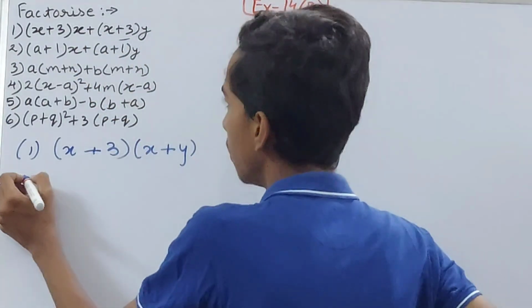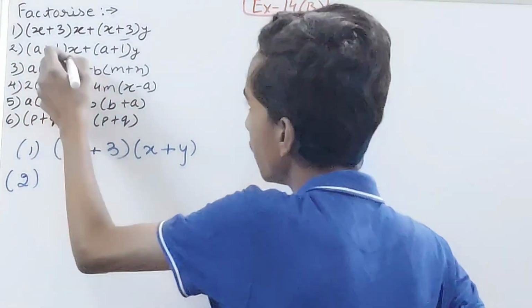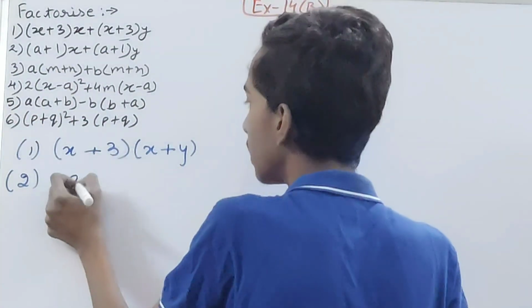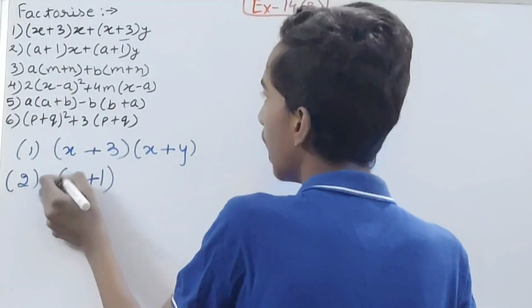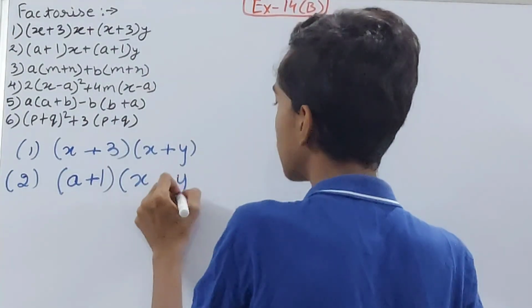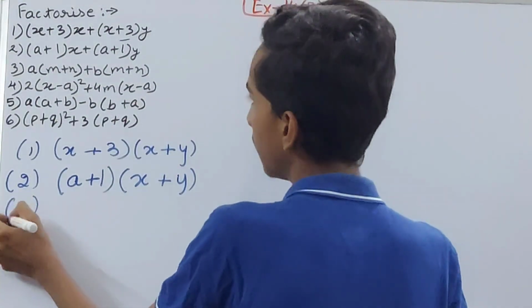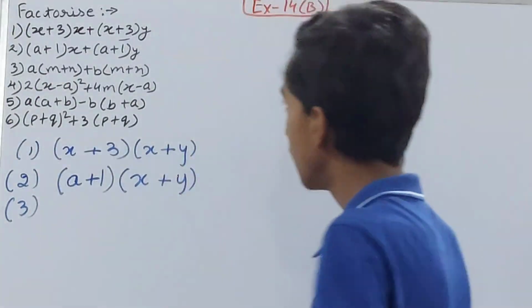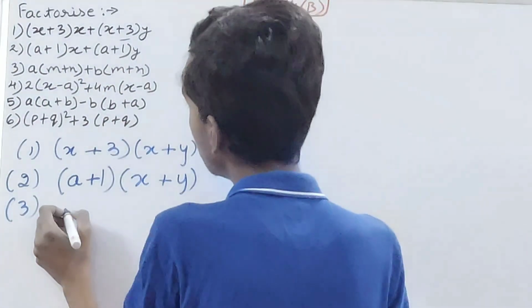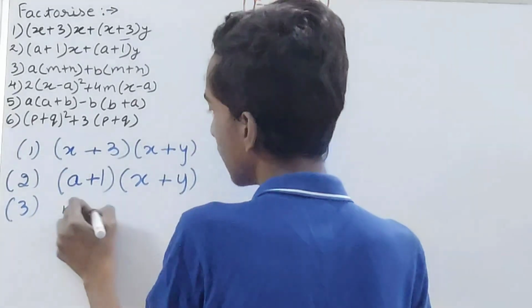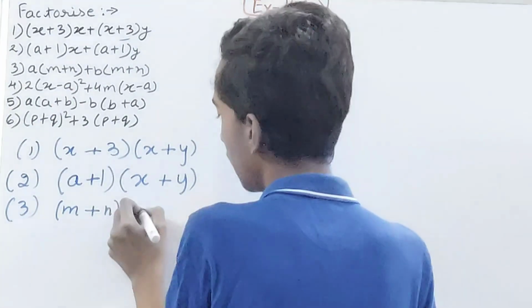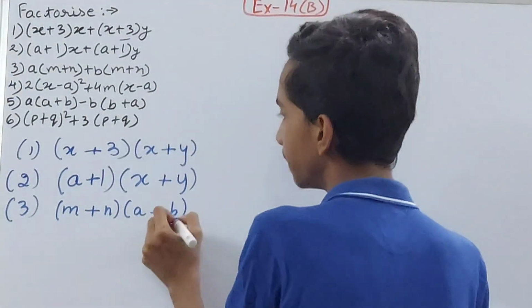See, now you have in the second part (a + 1) into x plus (a + 1) into y. So a plus 1 common, you can write it here, a plus 1, and what are you left with here? x, and here you are left with y, x plus y. Part 3, a into (m + n) plus b into (m + n). So again m plus n is common, so you will take that here, m plus n, and you are left with here you have a, and the other place you have b.